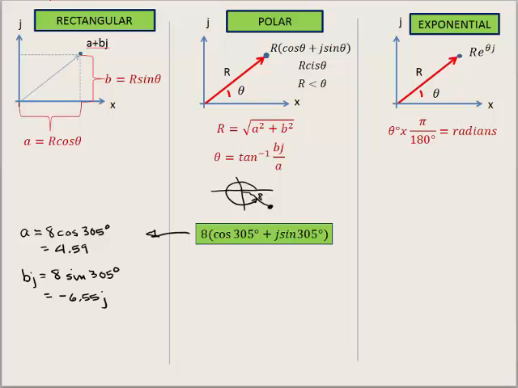So we're going to be a little fancier this time. And we're going to rewrite that rectangular format like that. 4.59 plus a negative, or you could have written minus 6.55 J. That is our rectangular format of this placement, of this point right here. So we've got our rectangular format.